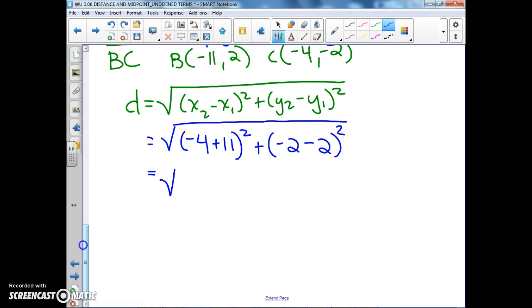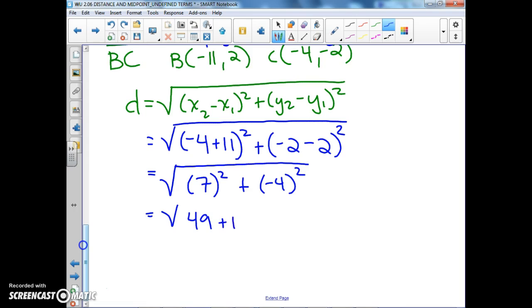Okay, and so now I'm going to do what's underneath the square root. So negative 4 plus 11 is 7. So this is 7 squared. And then negative 2 minus 2 is a negative 4. So that's negative 4 squared. Alright, 7 squared is 49. Negative 4 squared is 16. Add those two together and you get the square root of 65. Okay, so the side BC is equal to the square root of 65.